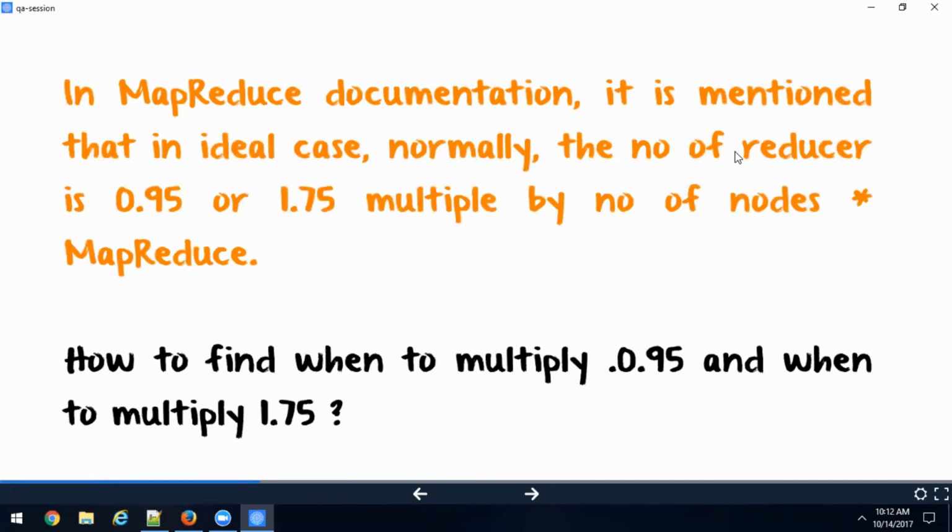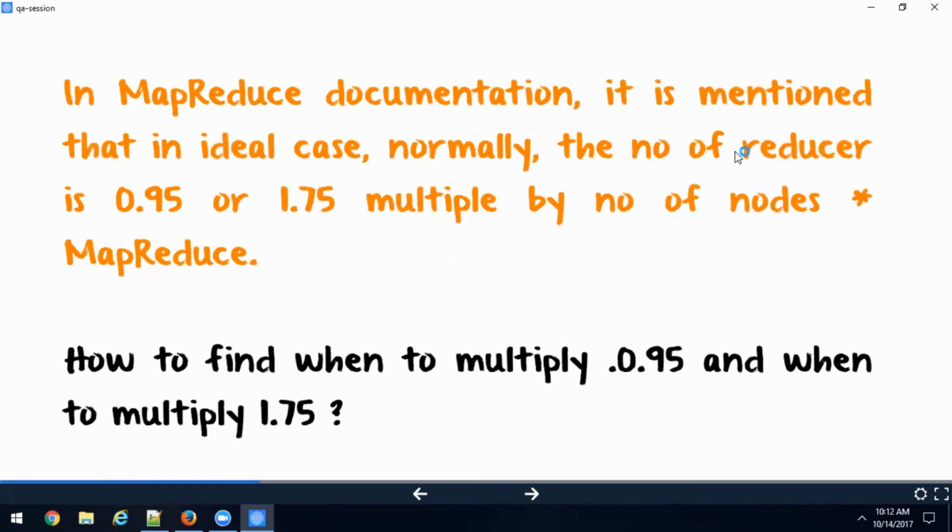So for this reason, it's not easy to say, use this formula to decide the number of reducers. It has to be on a per job basis. Each job is different. Each requirement is different. There are 3 things you need to consider when you decide on the number of reducers.